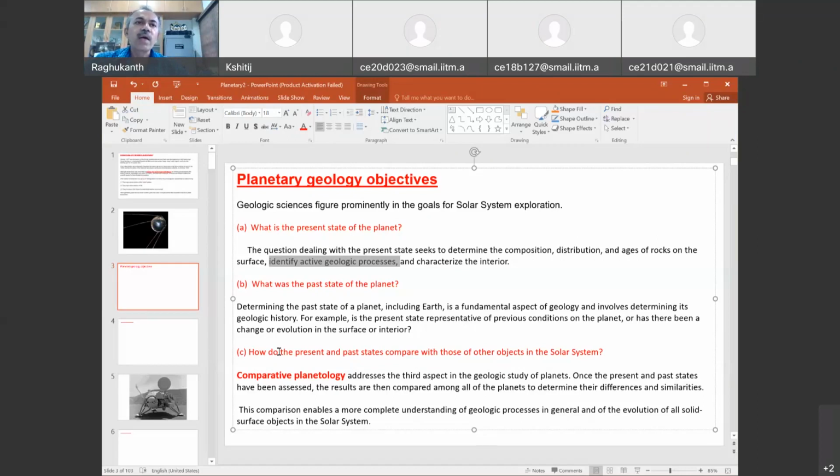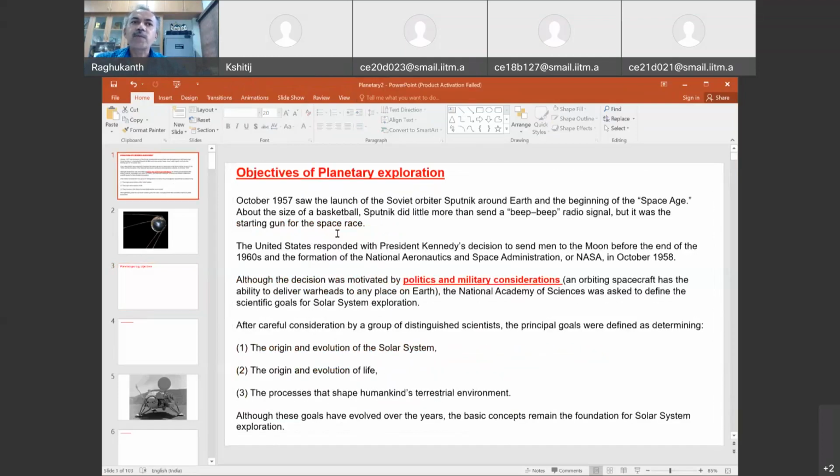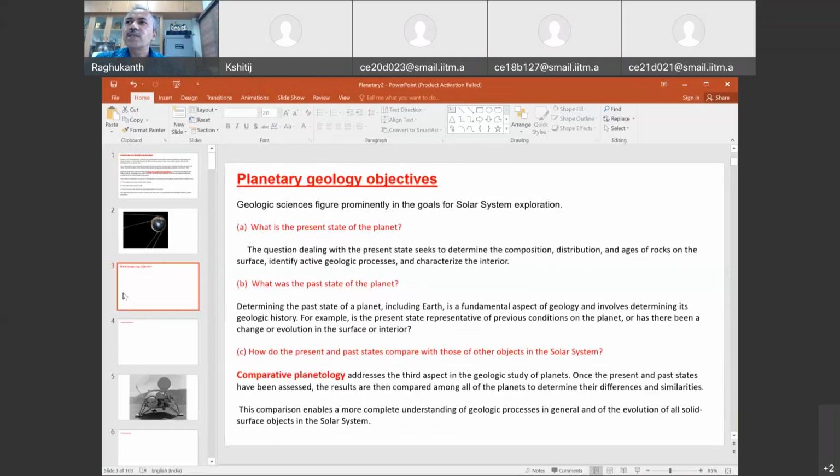That's also very important. And then the other thing is comparative planetology, we say, like how the present and past states compare with other objects. Like for example, how do we compare the geological history of Earth with the geological history of Mars? So whether Earth also will become like Mars, in what way the geological aspects of these are different from one another. So this is also an extremely important objective. So these are the three fundamental objectives of planetary geology. These are the fundamental objectives for planetary exploration. Planetary exploration is different, whereas planetary geology is, of course, a subset only, but it is different. So these are the main objectives of planetary geology.